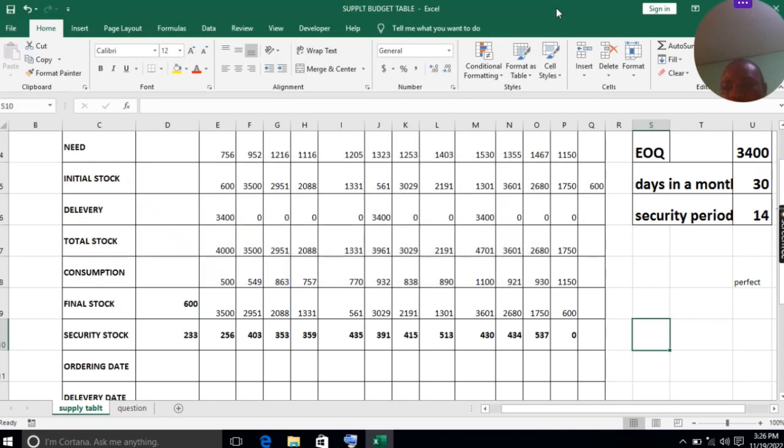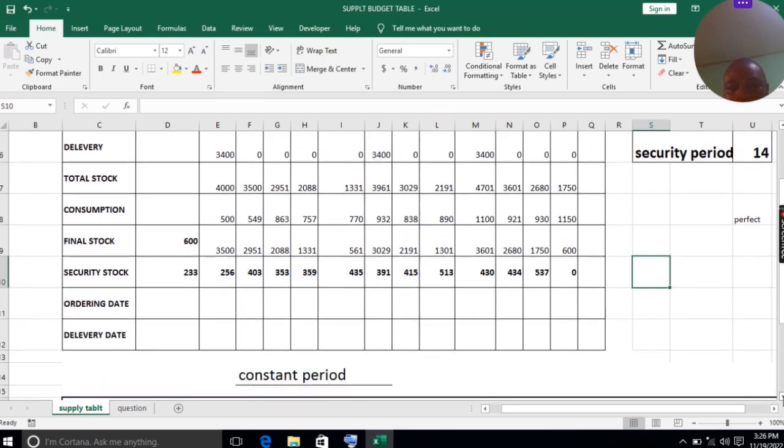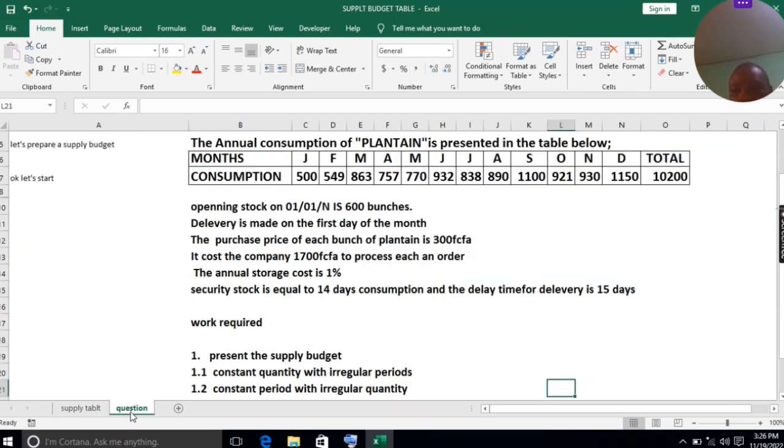So let us proceed. Now that we have been able to fill the table, we are now going to determine the date of ordering and date of delivery. So let us go back to the question. We are told that delivery is made on the first day of the month. It means that each time we need to receive delivery, we receive it on the first day of the month. So we are going to do that when we go back to the table.